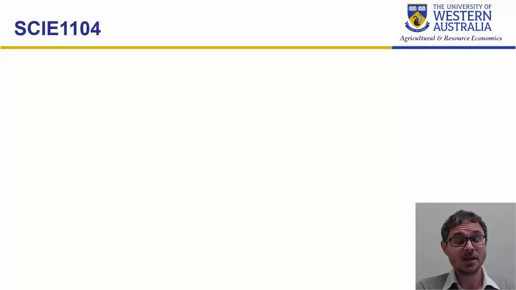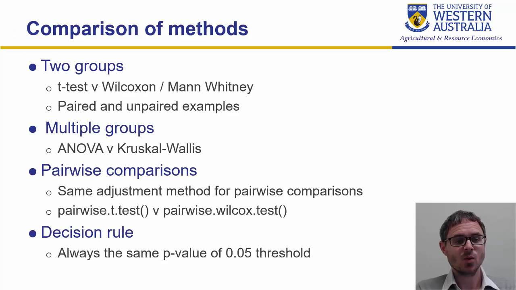So we've been looking at parametric and non-parametric methods. Let's have a quick recap of what we've been doing here. When we've got two groups, which could be paired or unpaired, we have t-tests for our parametric methods, which are the ones that we mainly use. And we've also seen the Wilcoxon and Mann-Whitney tests as a non-parametric equivalent. They work on the ranks of the data rather than the actual data.